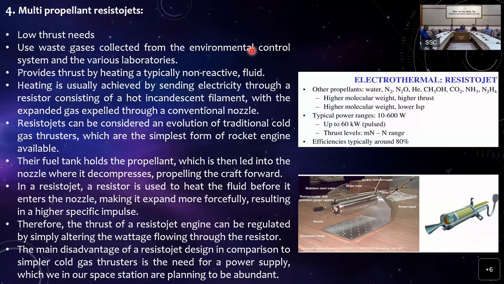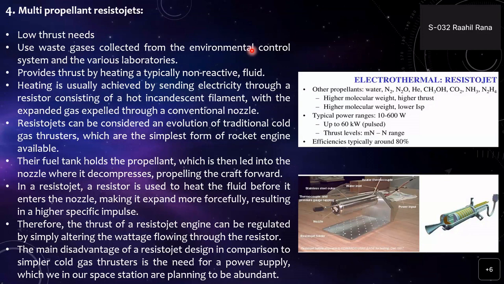So from here, propellant: resistor jets. As we talked about, different propellants are used for different needs. So this is basically for our low thrust needs, and this will be utilizing the waste gases which will be collected from the ECLS systems or other laboratories, and this will basically provide thrust by heating. And over here, as the name suggests, is the resistor jets.